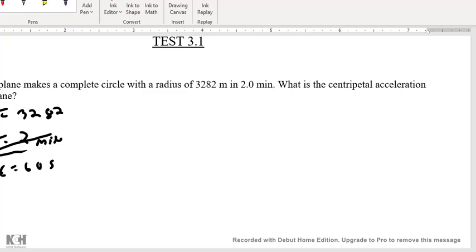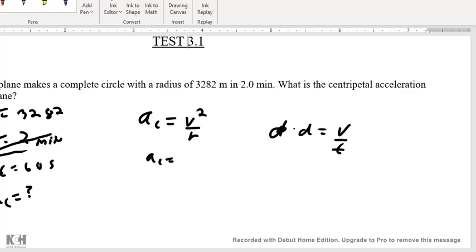Next thing says, what is the centripetal acceleration of the plane? You should come down here, put AC equals question mark. Come over here. I want to always say a formula first. AC equals V squared over R. Then you go AC equals, what is your V? We don't know. Come over here. V equals D over T. You know D equals 2 pi R over T. Then plug in your numbers.